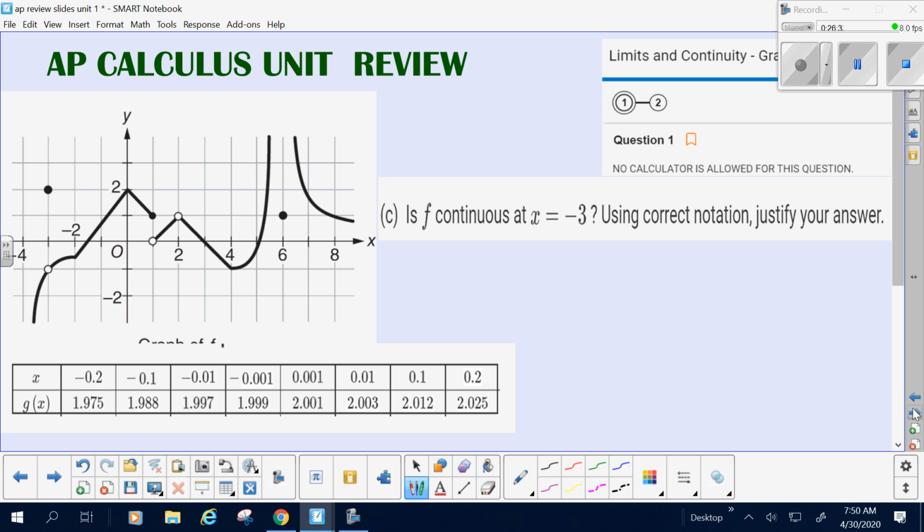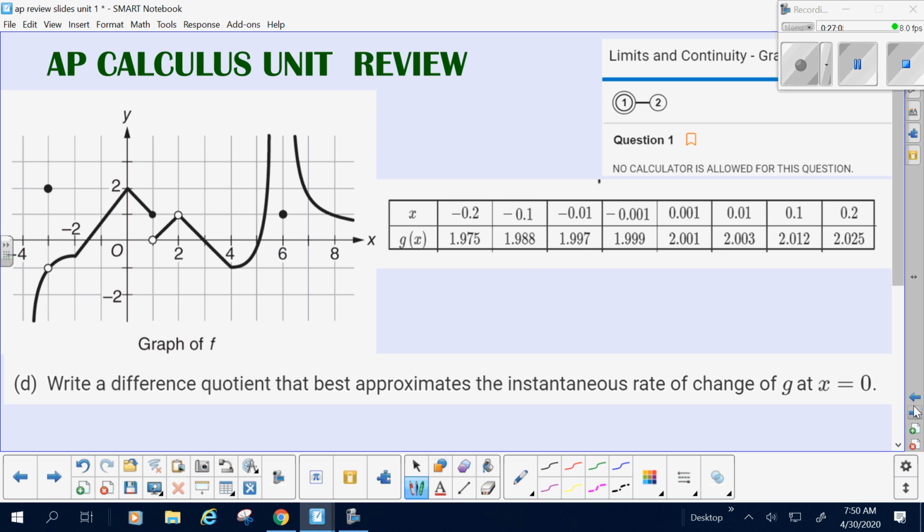Is f continuous at -3? And the answer is no. You would say in complete sentences that it's not continuous because the limit as x approaches -3, which is -1, is not equal to f at -3, which is equal to 2. You could say those in separate statements as well. All right.